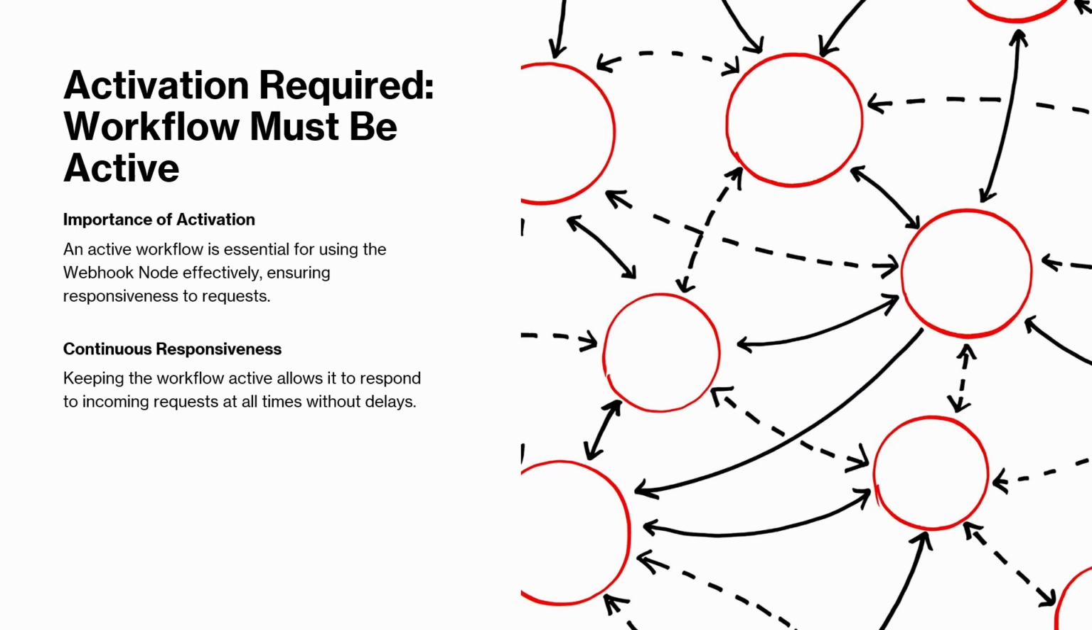You definitely require an active workflow, because you cannot run this in an inactive mode in n8n. You need to have the workflow as an active workflow, so you have to set it as active at the top in n8n. Keeping the workflow active allows it to respond to incoming requests at all times without any delay.